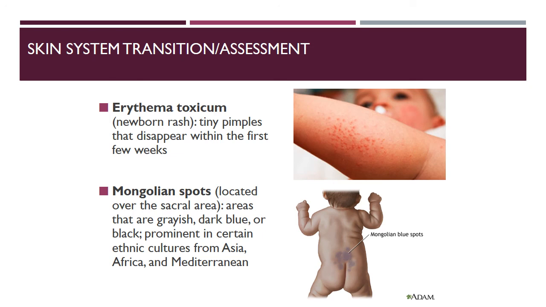I think it is more of a concern for abuse when you see it on the arms and legs. It's very rare, but a Mongolian spot can be on the arms and legs.